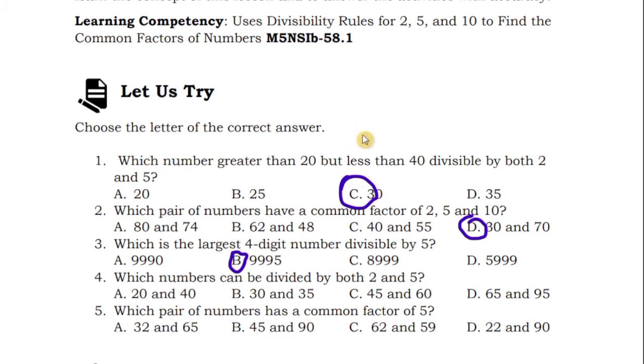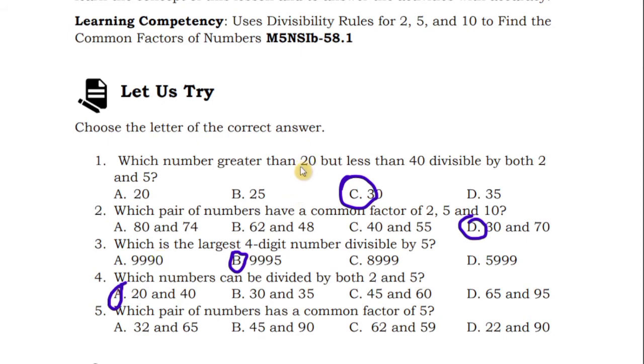We also have number 4. Which numbers can be divided by both 2 and 5? Again, which numbers can be divided by both 2 and 5? Letter A, 20 and 40. B, we have 30 and 35. C, we have 45 and 60. D, we have 65 and 95. So among the choices, the answer of this is A.